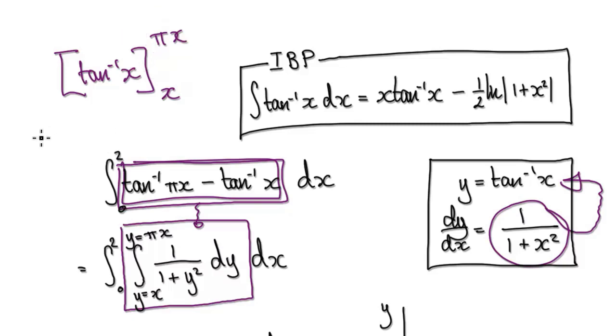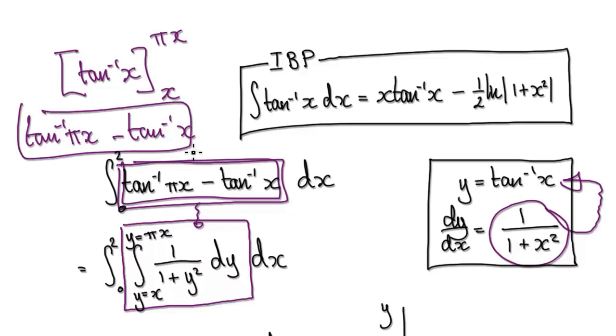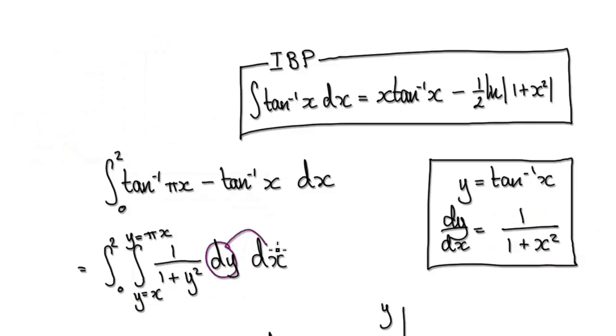Then you would put this into here. That would be inverse tan pi x, and then you would put this into here, inverse tan x. This thing here is exactly the same as this. So the trick is to rewrite this thing as an integral, and then later on we can switch these two around so that we can easily integrate this, because we can treat this as a constant.